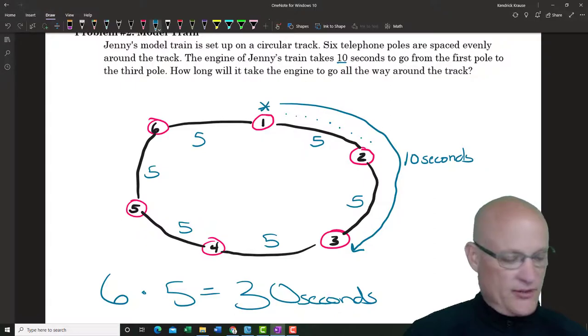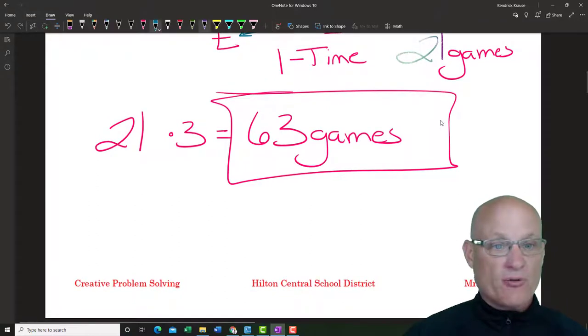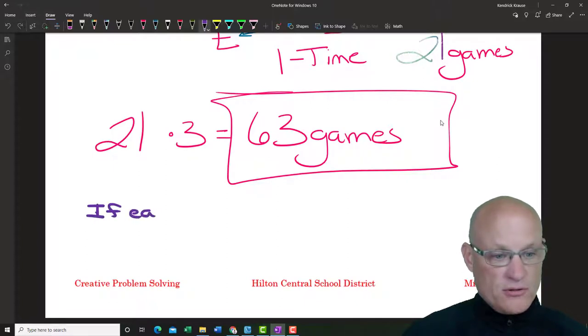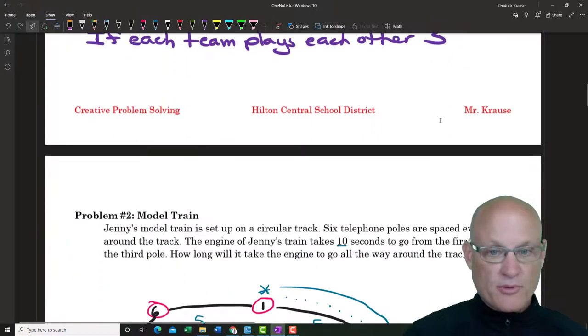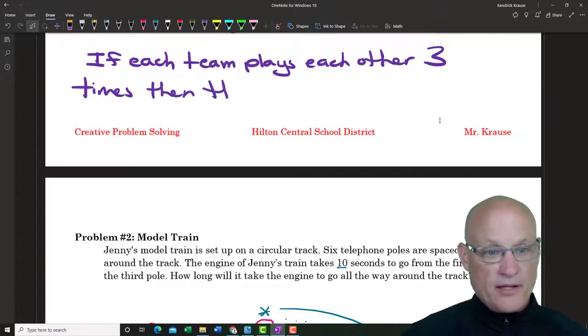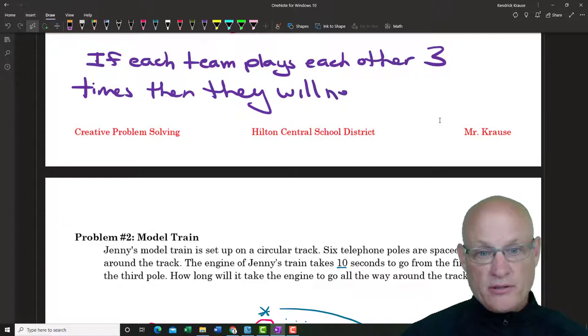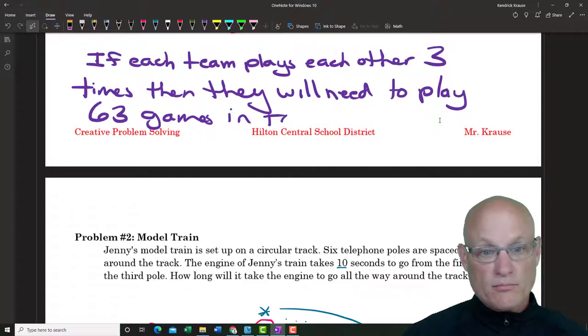Oh, and I forgot, I should have said this before. You should write a sentence at the end of these, and I forgot to do that up here. I'm a little out of practice. If each team plays each other 3 times, then they will need to play 63 games in all, or in total.